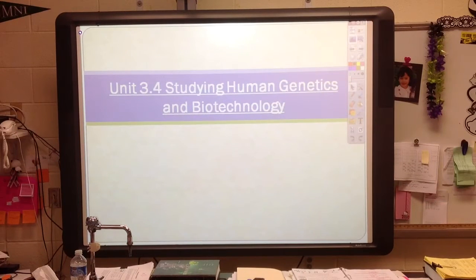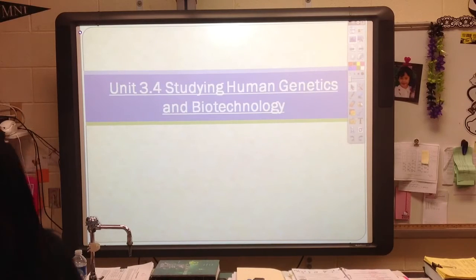So in our previous unit, we've already talked about different types of genetics and different types of inheritance. How do you inherit a specific trait? How does a parent pass along this trait to their child? But now in this unit, we're going to continue talking about genetics, but we're going to talk about how scientists or doctors study those genetics.